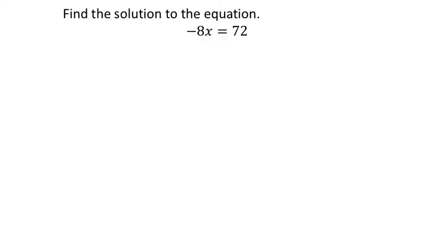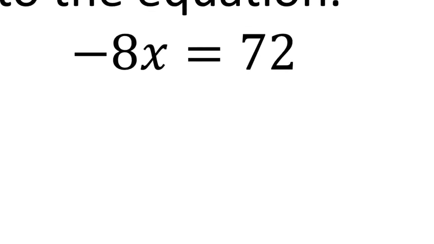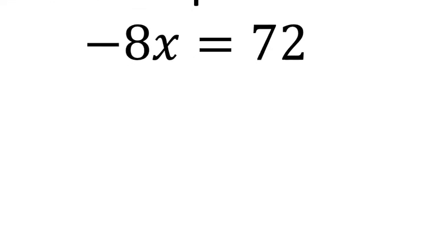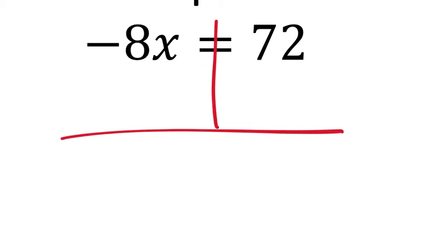So here's our first problem, okay? Negative 8x equals 72. But we want the value of x that would make this true, okay? So the principles of equality, what they really tell us is what we do to one side, you got to do to the other side, right?